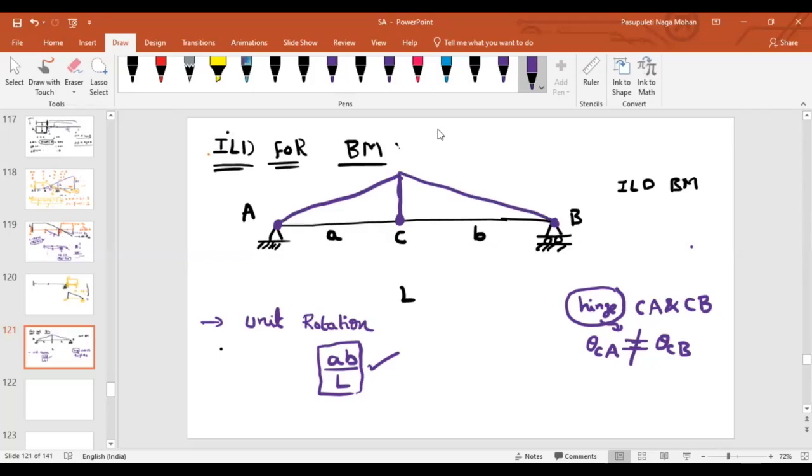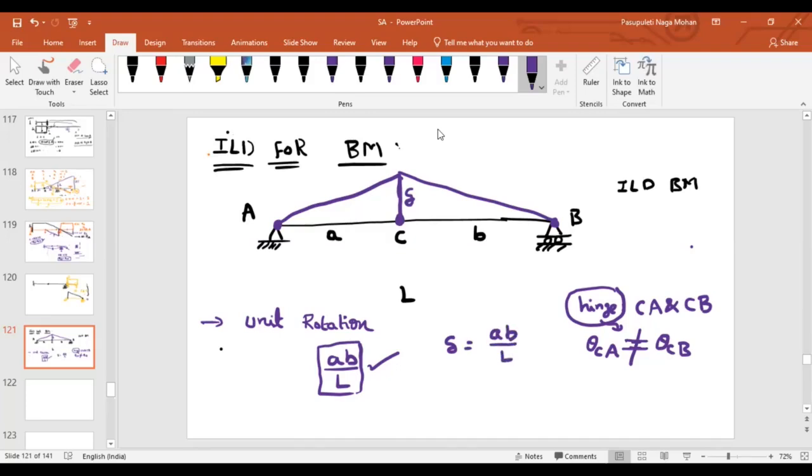Like this? Is it right? If I move point C to somewhere, is it the deflected shape or not? Yes, sir. Right? Now, what is the amount that I am placing? Let us say this is delta. What is the delta I am applying? That will be equal to AB by L.